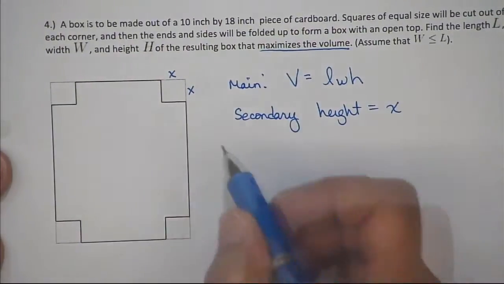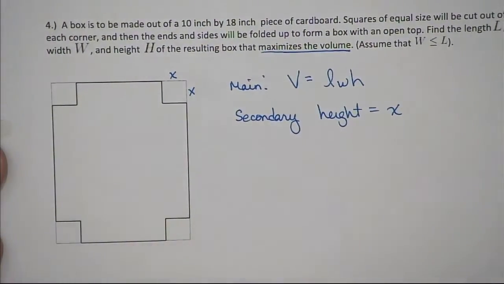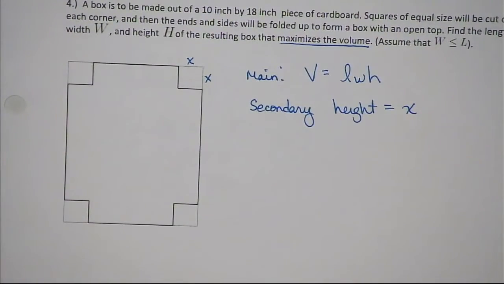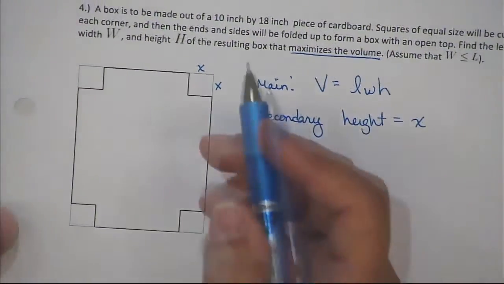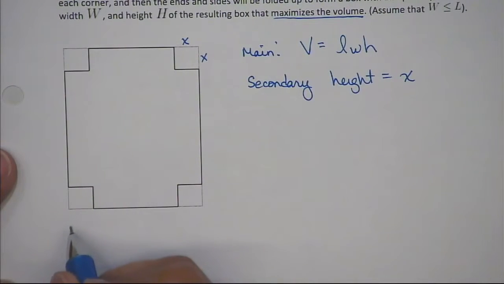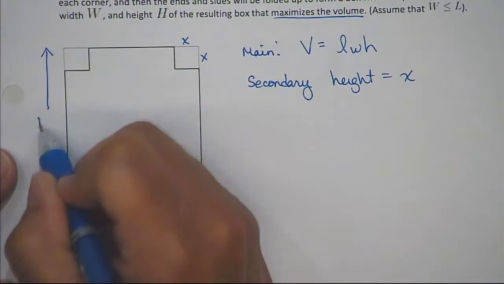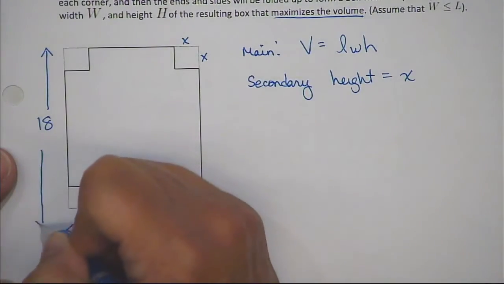Now the problem says to assume the width is less than or equal to the length. So we'll call this side 10, and this piece would be the 18. That's the way it looks on our picture.